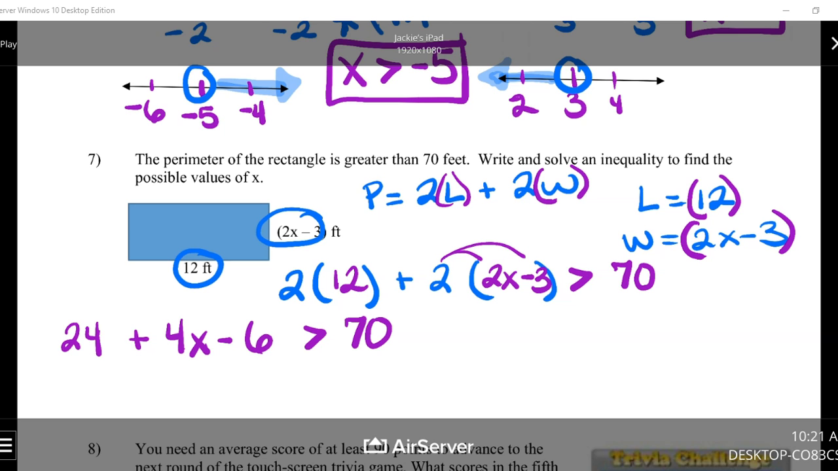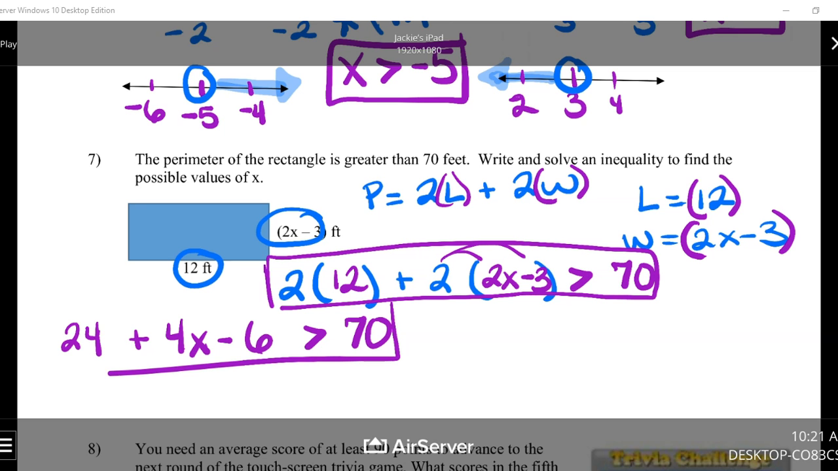You could have what we first substituted in for, or you could have after you distribute. So now let's find the values for x that make the perimeter greater than 70 feet.